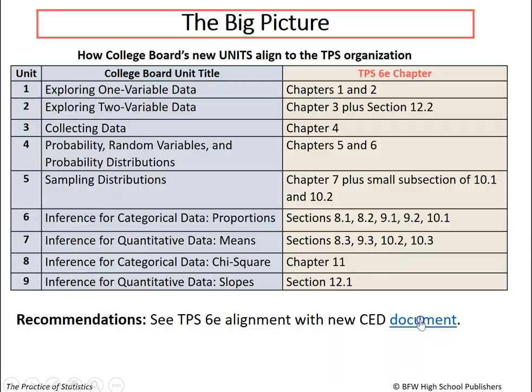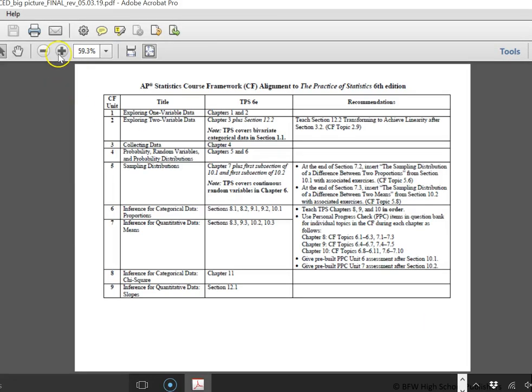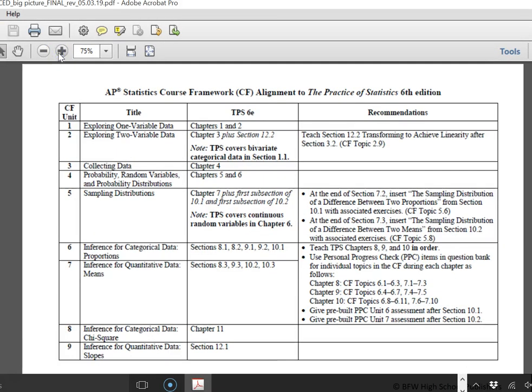We have a more detailed alignment document with the new course framework that includes our recommendations about specific sequencing of topics and also about use of the personal progress checks. So this will be available to all TPS 6 users.